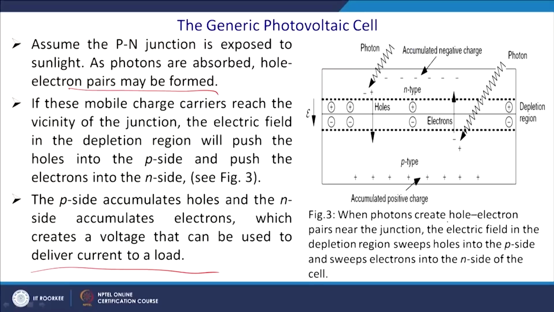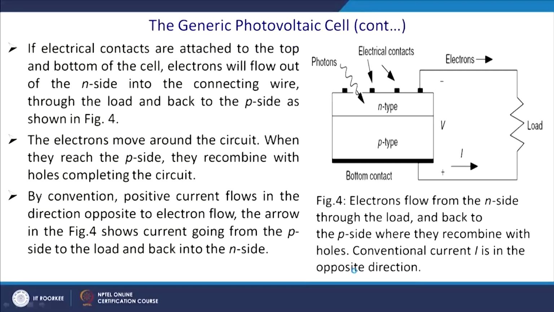When photons create hole-electron pairs near the junction, the electric field in the depletion region sweeps holes into the p side and electrons into the n side of the cell. Now, if electrical contacts are attached at the top and the bottom of the cell, electrons will flow out from the n side into the connecting wire, through the load and back to the p side as shown. When they reach the p side, they combine with the holes, completing the circuit. So, that is something like a battery.